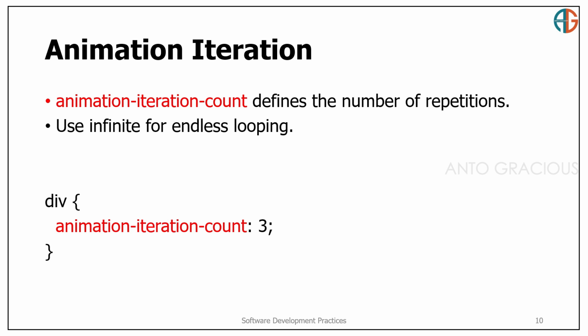With the animation-iteration-count property, you can control how many times an animation repeats. Set it to a specific number or use infinite for endless looping. This adds flexibility to your animations, whether they are temporary or continuous.